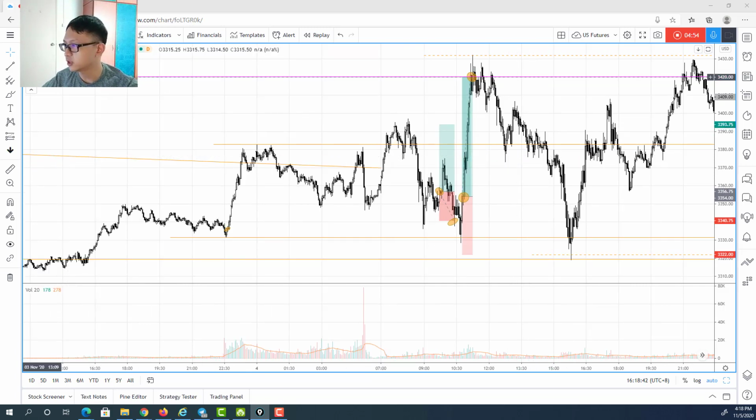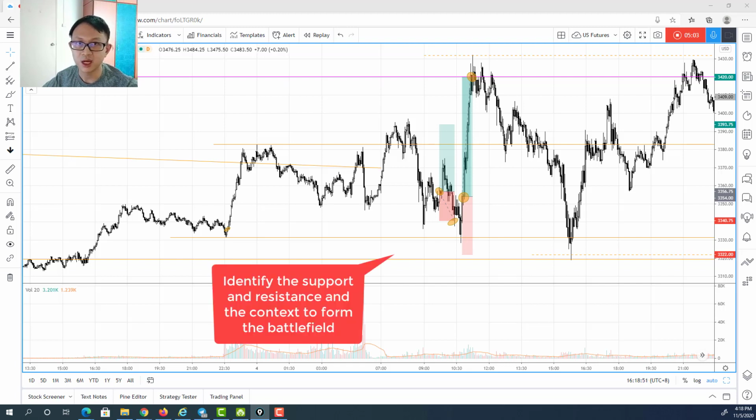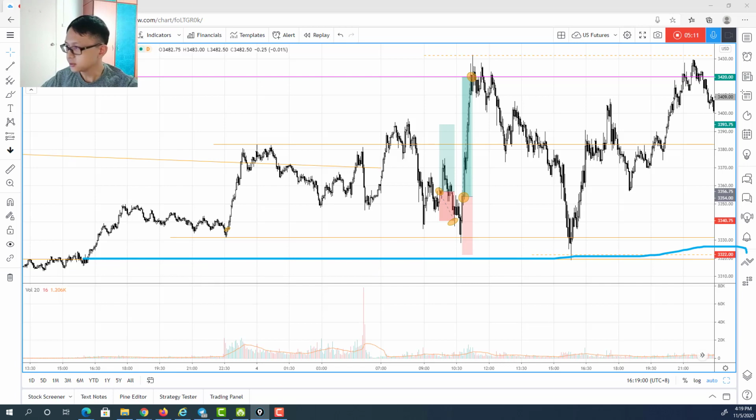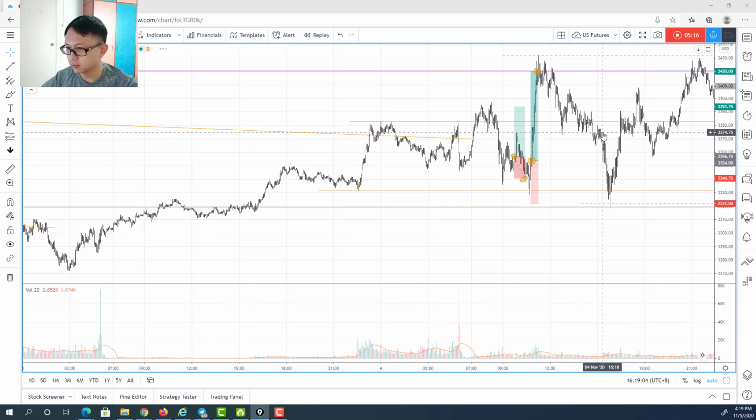So we need to form the context first in order to survive in this type of the volatile session. Otherwise, you will just get whipsawed here and there and become a loser. So this is a very important point. We just need to identify the support level. So for example, sorry, I just want to show you a bit more.